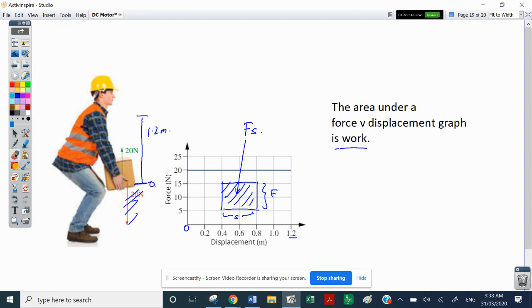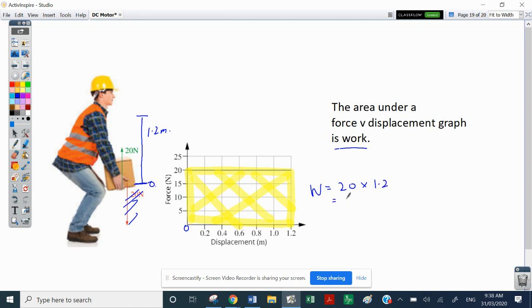We've seen a similar thing to do with this. The area under velocity versus time graph is displacement. So the area here, the amount of work he does, will be found by finding that area just there. So how much work has he done? Well, work would equal 20 newtons times a displacement of 1.2.